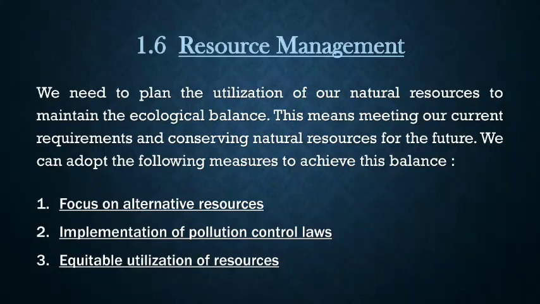The first measure is focus on alternative resources. We can replace resources that cause high levels of pollution with alternative resources. For example, we can avoid the use of coal as far as possible and use natural gas instead. We can also make greater use of solar energy and wind power to ensure long-term energy availability. In addition, we can give incentives and develop systems to promote such alternate energy sources.